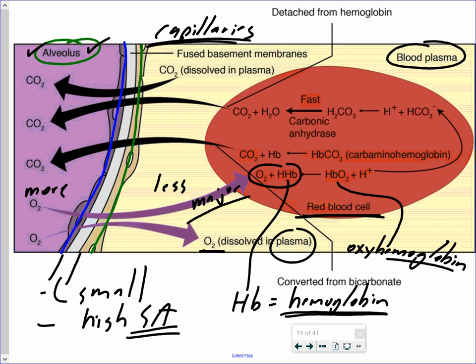So carbon dioxide can be transported in the blood in 3 different ways. Like the oxygen, it can dissolve in the plasma, and in fact, carbon dioxide does dissolve a little bit better in the plasma than oxygen does. Carbon dioxide can also be transported by hemoglobin.